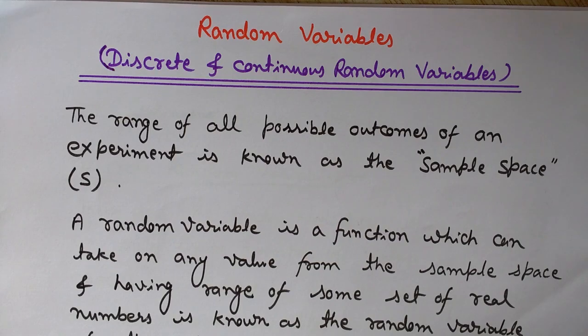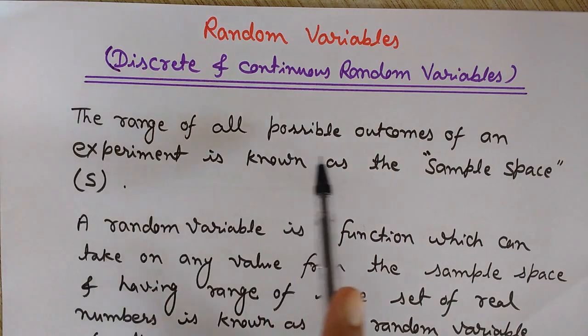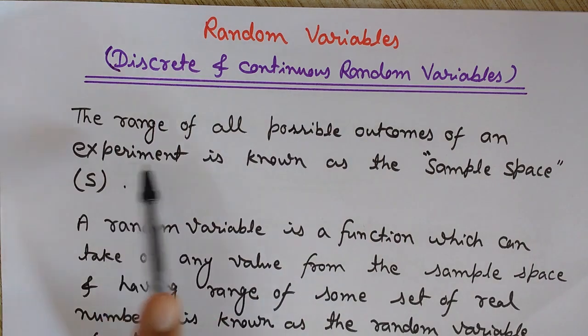Today we will discuss random variables and what are discrete random variables and continuous random variables. These are two types of random variables, so we will discuss both kinds here. But before knowing what are random variables, let me tell you some terminologies that will be used here. What is sample space? The range of all possible outcomes of an experiment is known as the sample space.